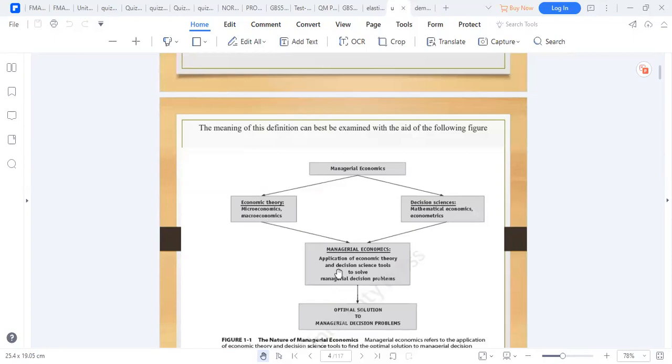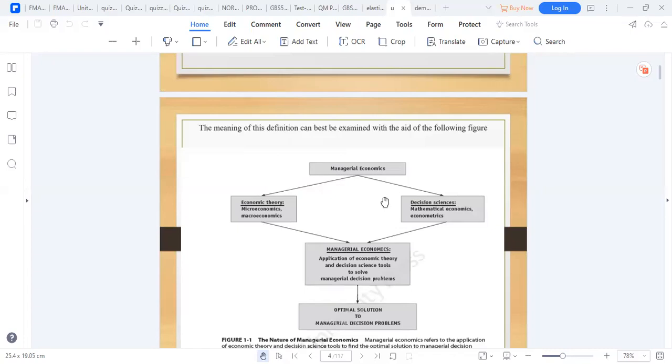So this table or diagram summarizes the whole syllabus. No wonder this is one course where I can teach QM in it because it is under mathematical economics. I can teach microeconomics because we have microeconomics here. So it's a managerial course which brings these together. So I will start with microeconomics.